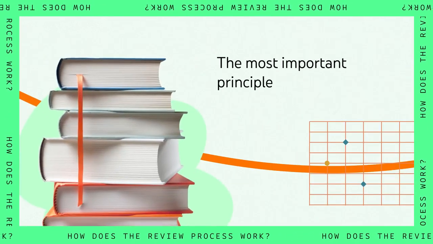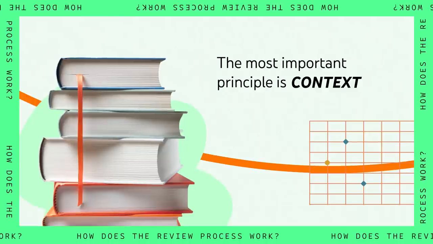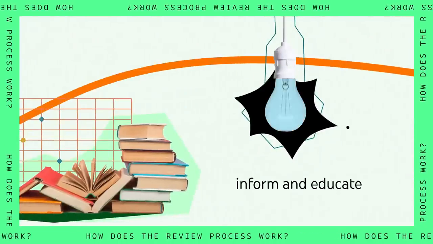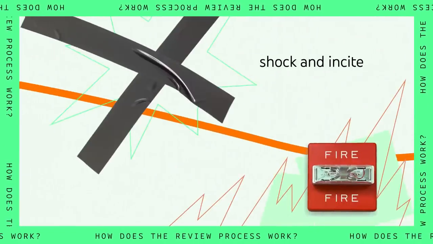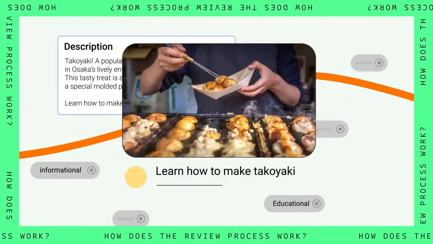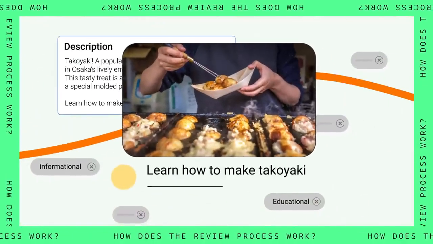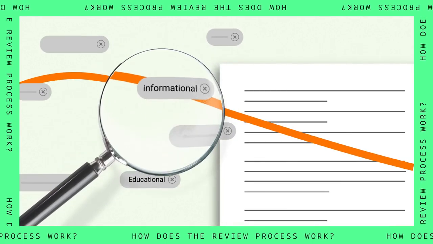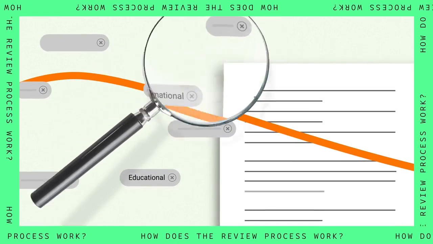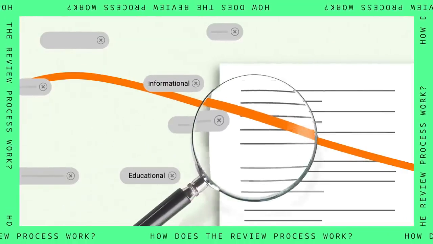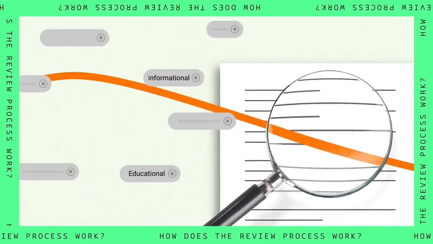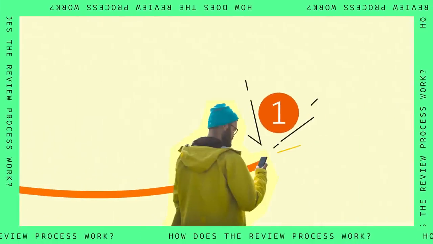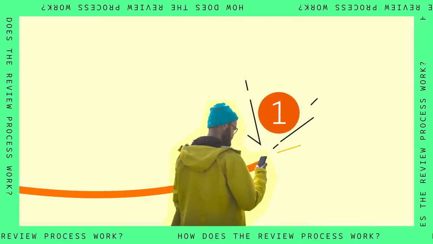The most important principle is context. What's the intention behind your video? Is it to inform and educate, or to shock and incite? For example, if it's to inform and educate, then you should include context in your title, thumbnails, description, and tags. This context helps reviewers make the right monetization decision. Without context, reviewers may not accurately assess your content. Once the review is complete, you'll get an email with the monetization decision.